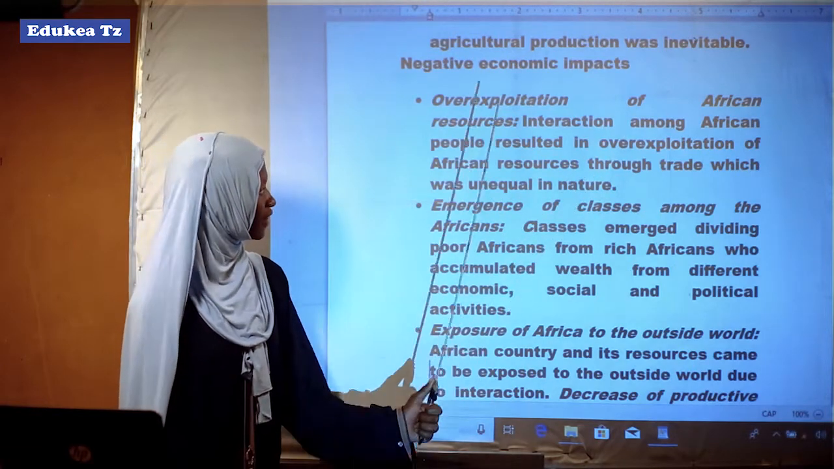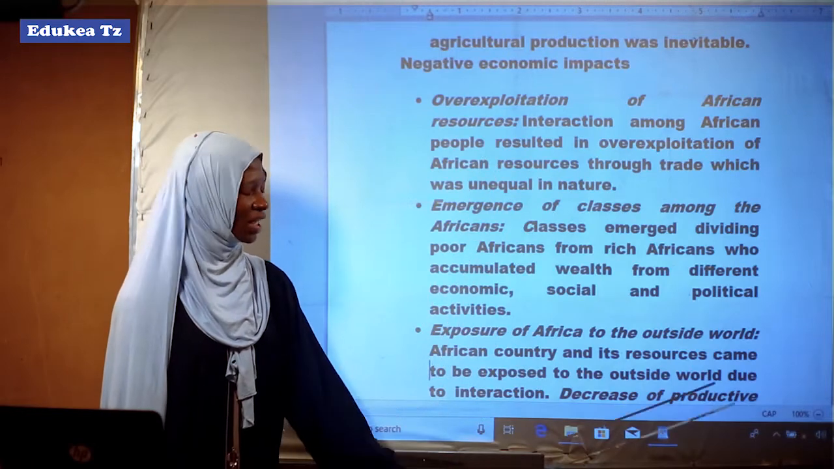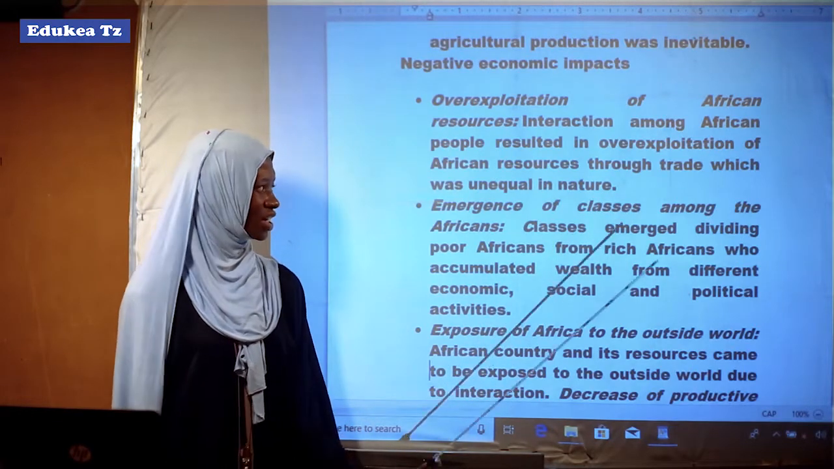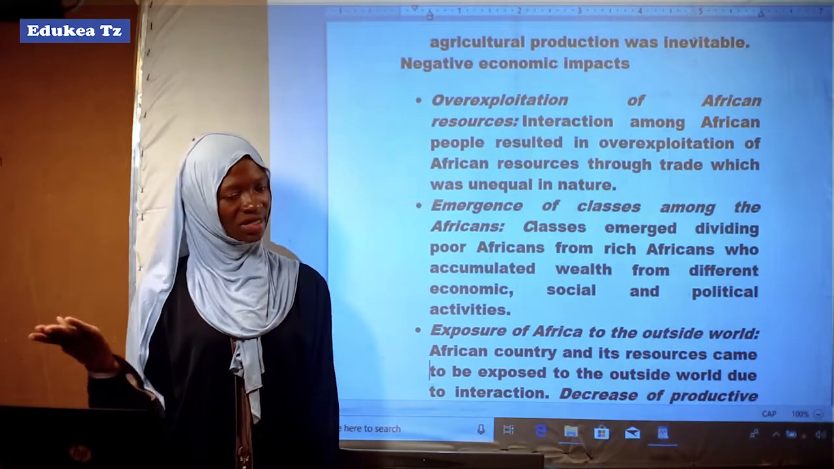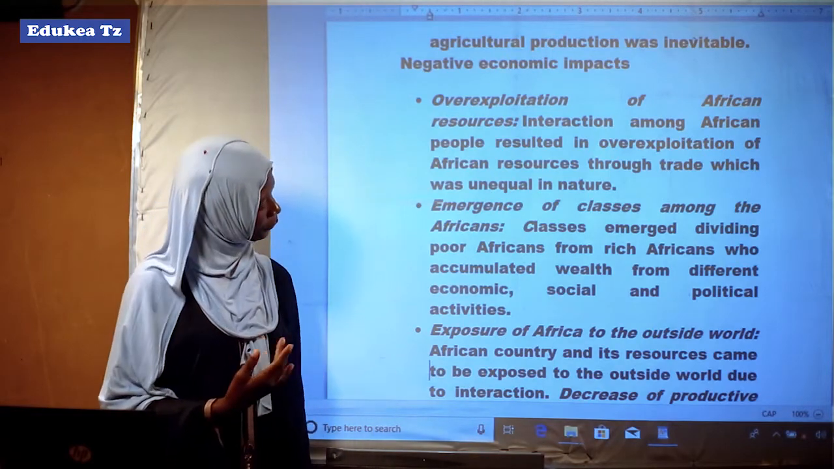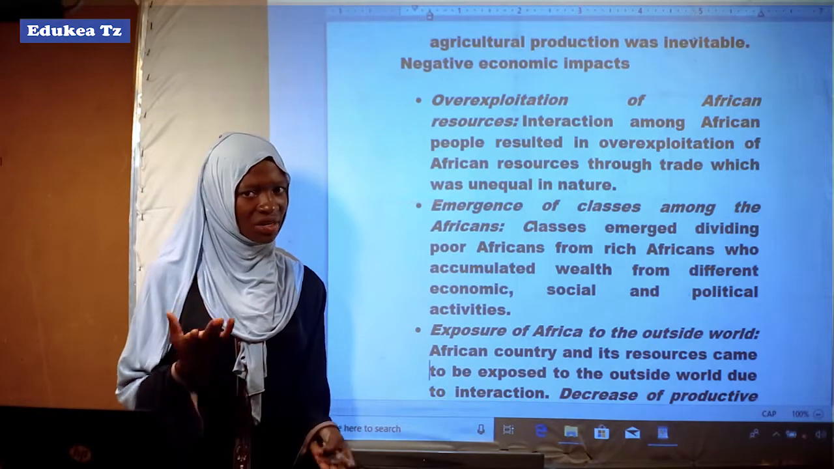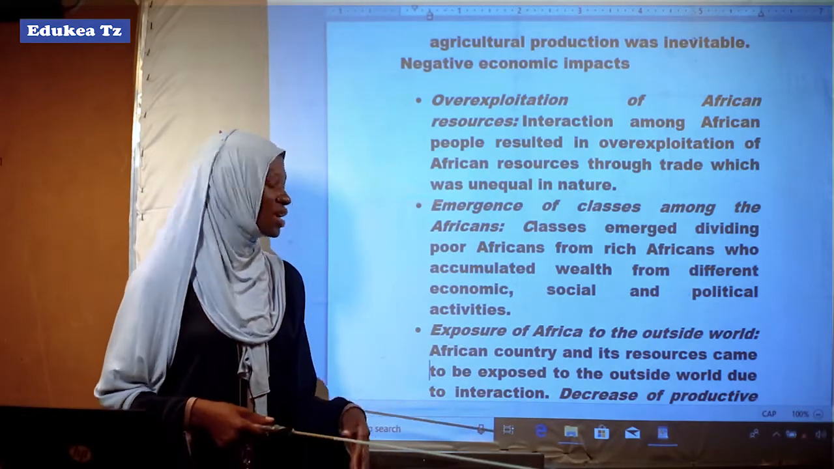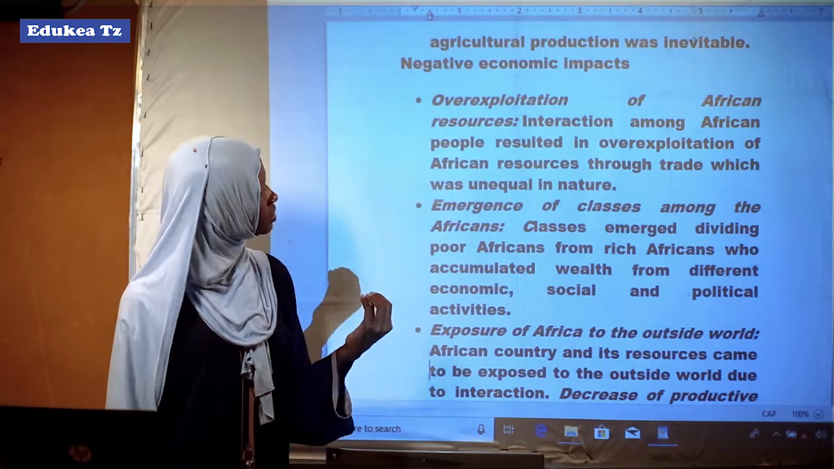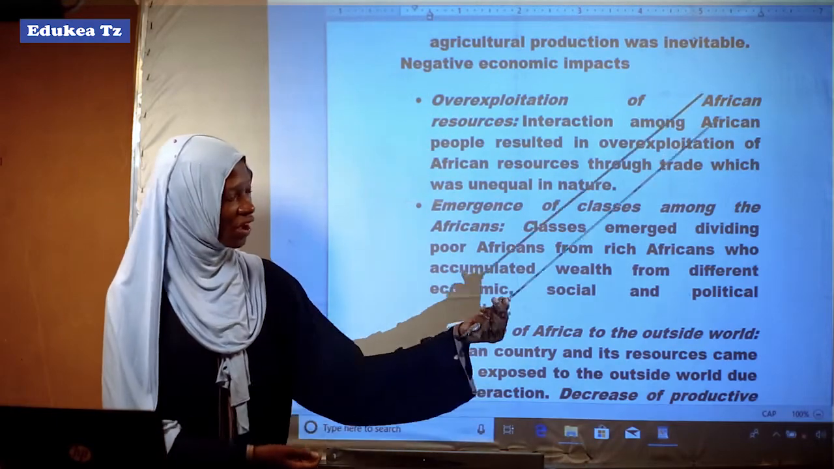Interaction among African people resulted in overexploitation of African resources through trade, which was unequal in nature. As we know, the type of trade used was barter trade, exchanging goods for goods. Here you can see people were exchanging gold for maybe beads, or gold for animal skin. You can see there is no equality between them, but there was no choice because it was trade. People needed to do that business. So this came up with overexploitation of Africans.